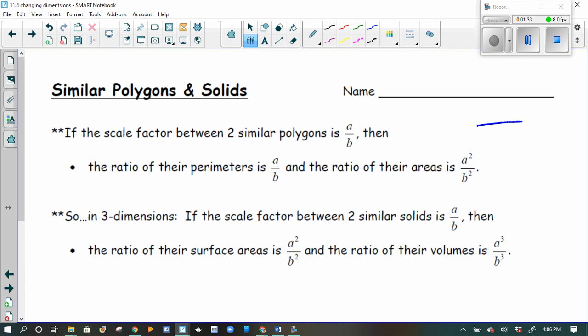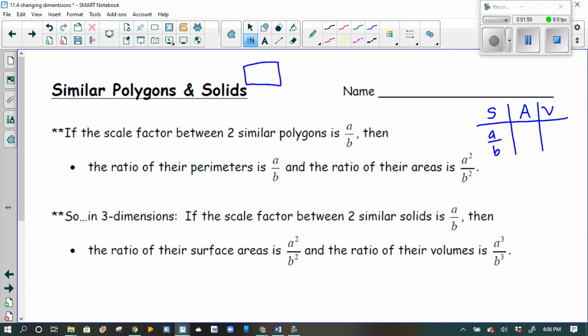So what I'm going to do is show y'all this little trick that I use, and I call this SAV, okay? So the S column is the comparison of their sides, their perimeter, anything that's one-dimensional. So that would be A over B. Area is taking this ratio. Now remember, a ratio, or the scale factor, is the reduced form, okay?